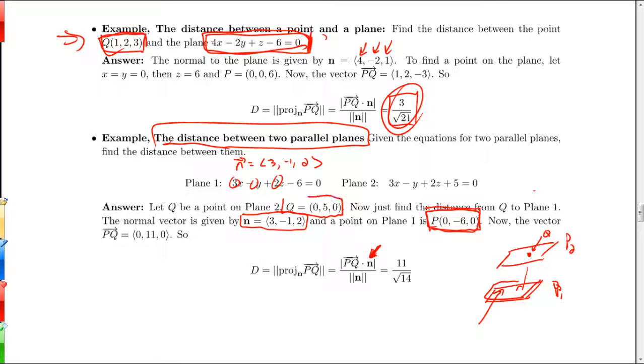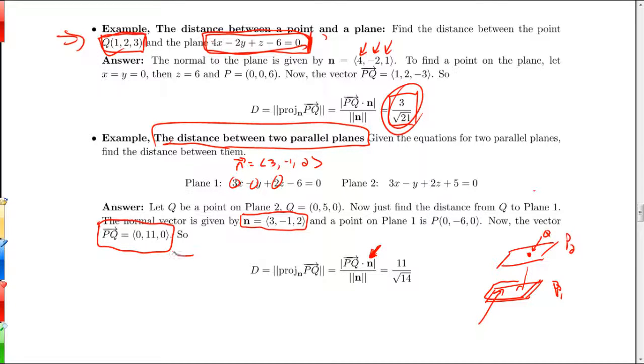I do need to get PQ first, and that's just found by taking Q here and subtracting P. So it's 0 minus 0, 5 minus -6, which is 5 plus 6, which is 11, and then 0 minus 0 again. So I have 0, 11, 0 is PQ. Good to have. And then where is N? I'll try to erase some of this other stuff.